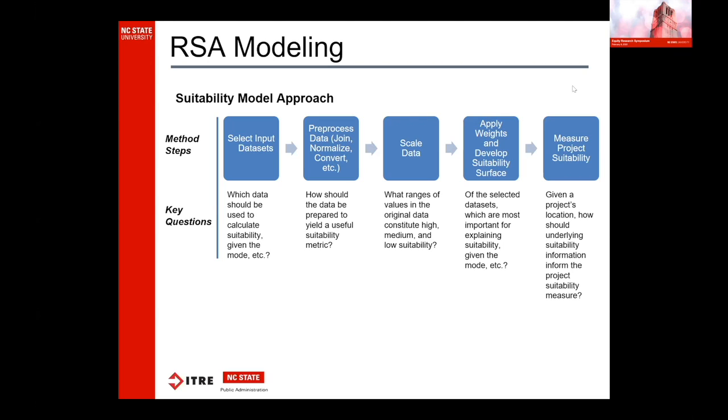We also need to decide on some weights that we're giving to those initial input data sets. So of the data we're choosing to answer this question with, which one answers most of the question and which one answers a little bit of the question. So we have to decide on those weights as well. And finally, given our suitability surface, we need to actually find a way to measure the impacts of projects. So how do our projects relate spatially to the data that's underneath them?